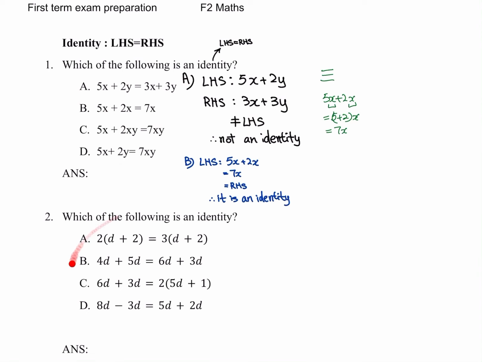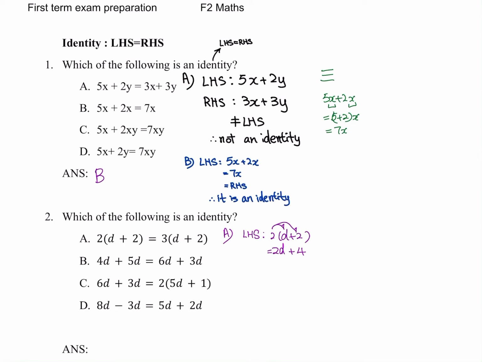Good. Now, the second question. Same thing. We also have to find which of them is an identity. So, you do the left hand side and also the right hand side. Let's see option A first. I'll go through each of the options, of course. Option A, left hand side, what do you have? If there is a bracket, remember to expand it. How do you expand it? Give the thing outside the bracket to everything inside. This 2 goes here and it also goes to d. So 2 times d, 2d. And 2 times 2, 4. Great. So you can't do anything else.